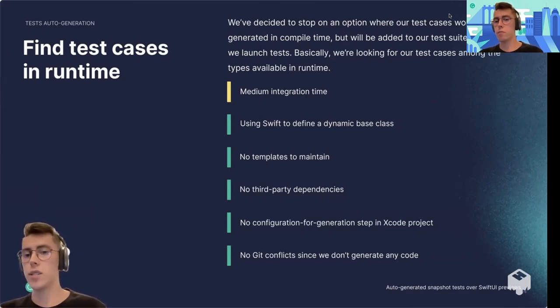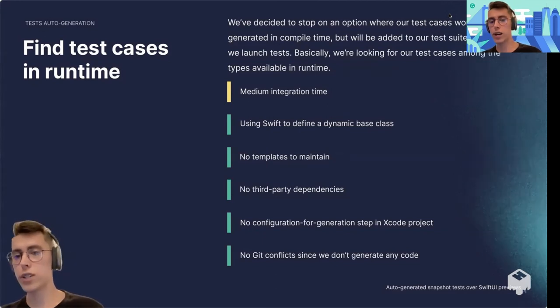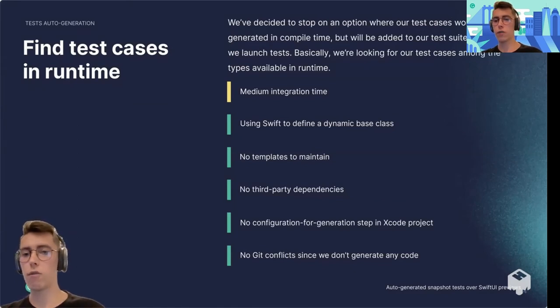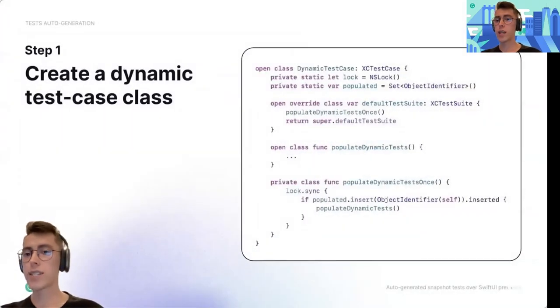Sounds pretty easy, because we have to use the Swift language and all the knowledge that we have simply to add a dynamic base class. The integration time is pretty medium because you may be new to the things related to Objective-C methods. But whenever you do it, it won't be a problem anymore. You don't have any templates. You don't have any third-party dependencies. You don't have to configure it for each of your targets. And what's cool, you don't generate code at all, which means you are completely safe from any Git conflicts. All right, so let's jump to the exact steps of how we can do that.